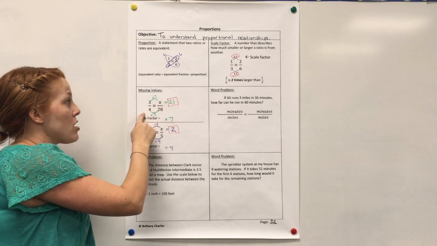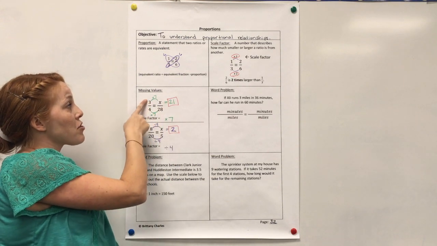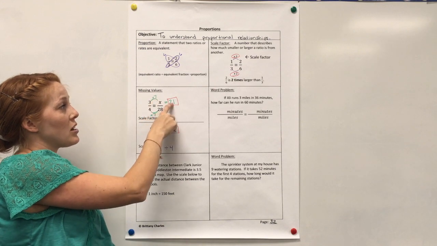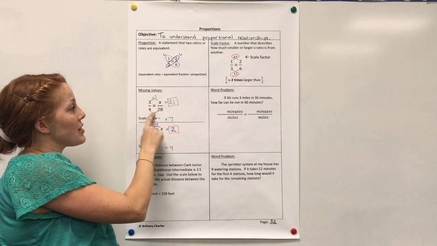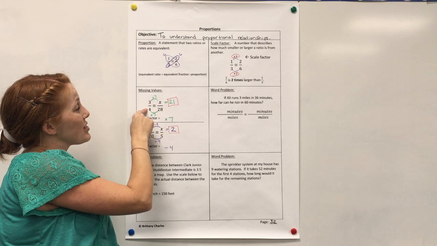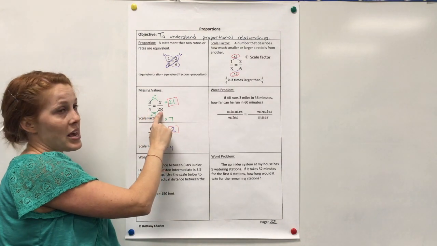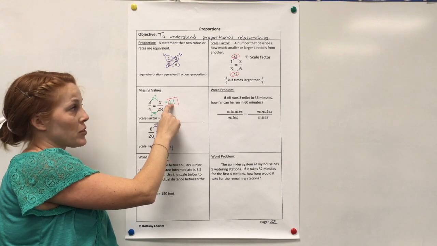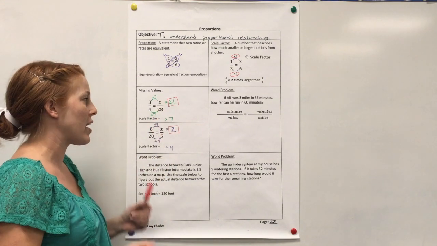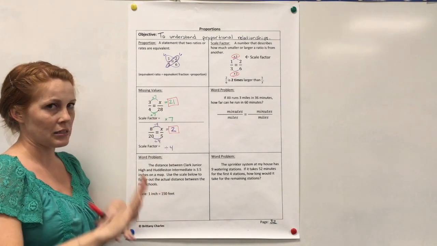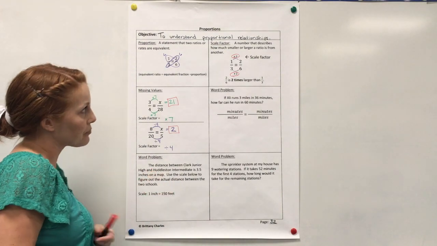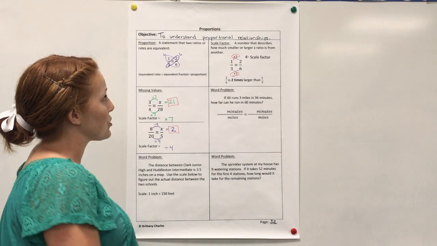If I look up here, from top to bottom, 3 was smaller than 4, so I know x should be smaller than 28, and it is. And if I look side to side, 4 was getting larger to 28, so 3 should be getting larger, and it is. It got larger. So that's just a quick way to make sure you didn't accidentally do the opposite of what you're supposed to do or get something crazy. All right, now let's look at a word problem.